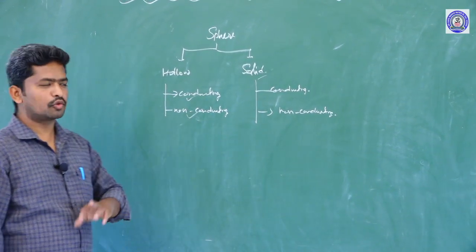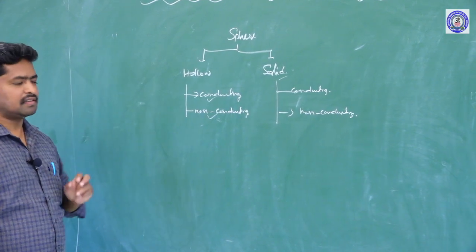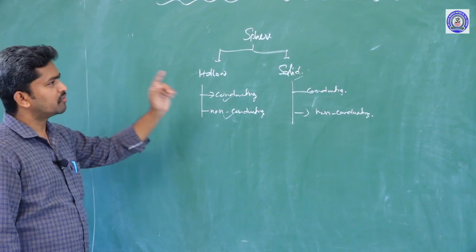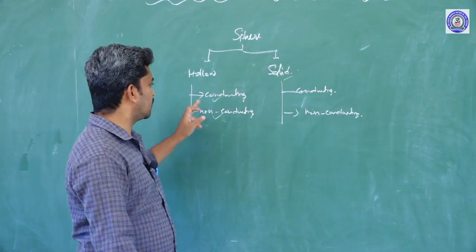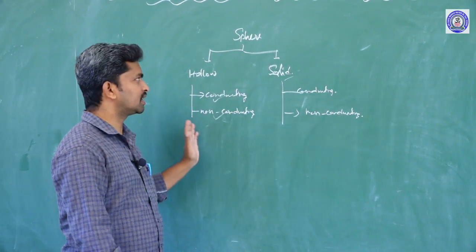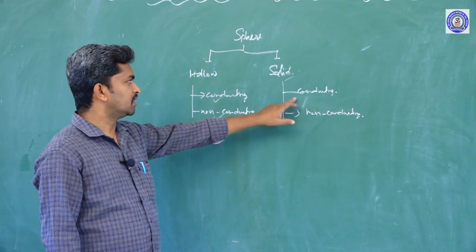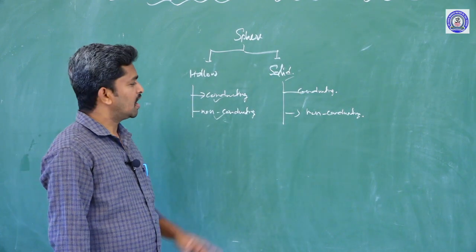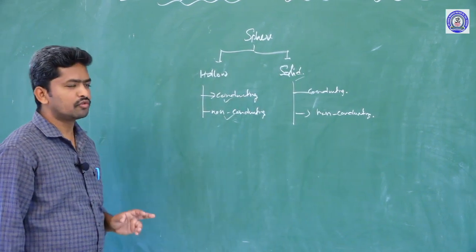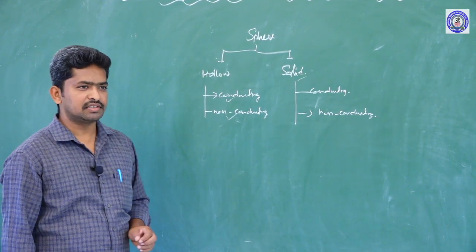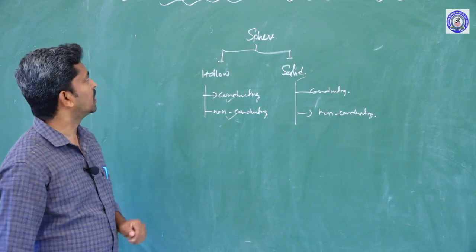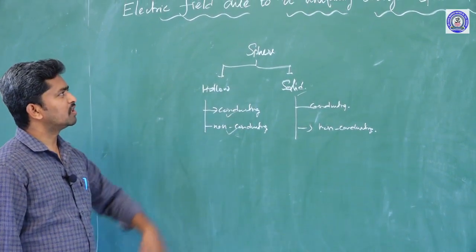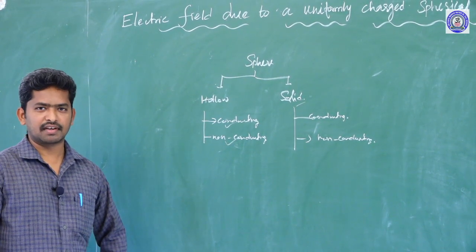So we have two topics: the electric field due to a uniformly charged spherical shell, or hollow shell, or conducting hollow shell, or non-conducting hollow shell, or conducting solid sphere. And the next topic is the electric field due to a uniformly charged non-conducting solid sphere. Our first topic is the electric field due to a uniformly charged spherical shell.